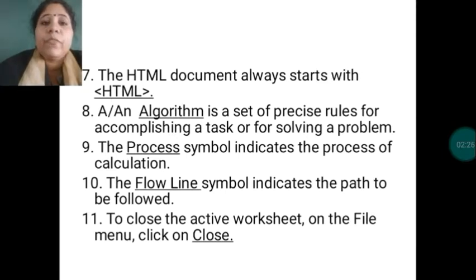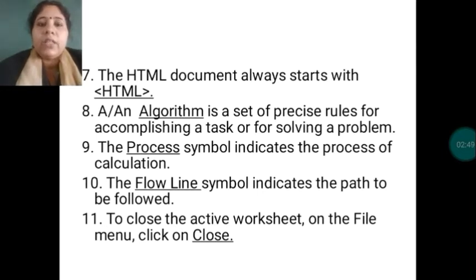Now 10th, the flow line symbol, the dash symbol, the flow line symbol indicates the path to be followed. You see the arrow at the left hand side or the right hand side or corner. You see the arrow that indicates the path, understood? Go in this direction. So it is in arrow shape. This flow line symbol is in arrow shape.